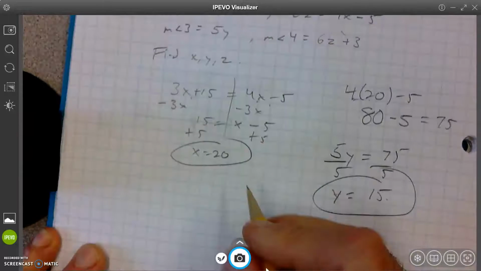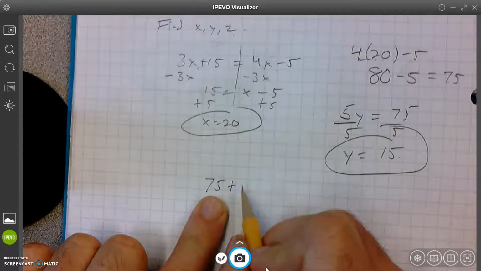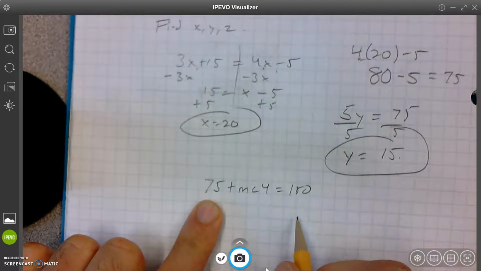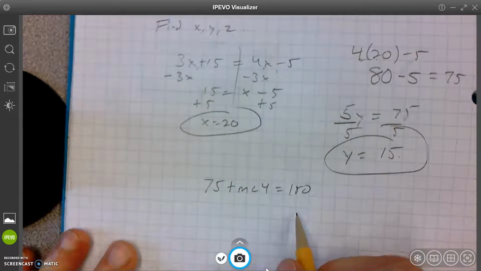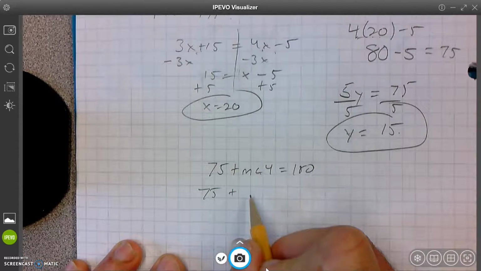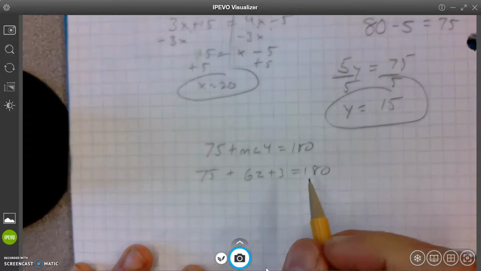Consecutive interior angles are supplementary. So I have 75 plus angle 4 is 180. Supplementary angles add up to 180. Measure angle 4 was 6z plus 3. So I'm just going to plug that in there. 75 plus 6z plus 3 equals 180.